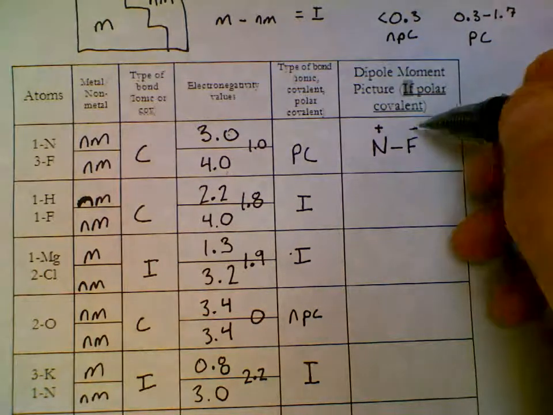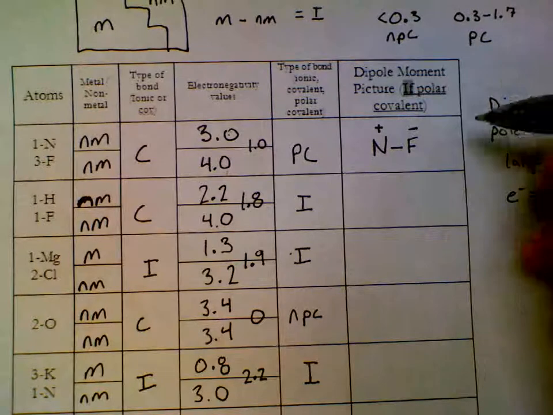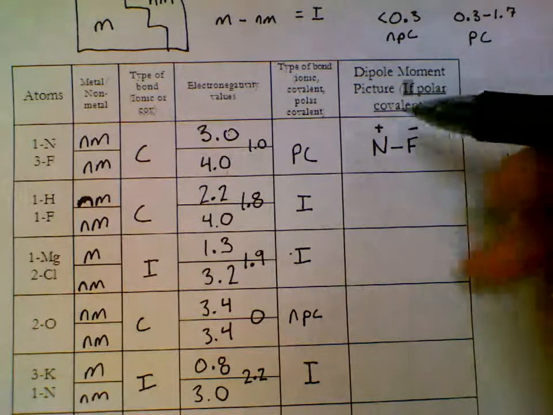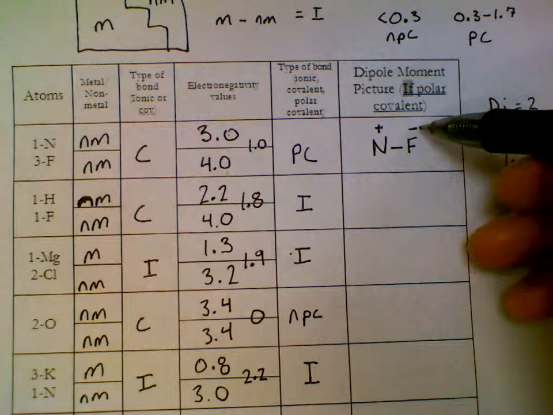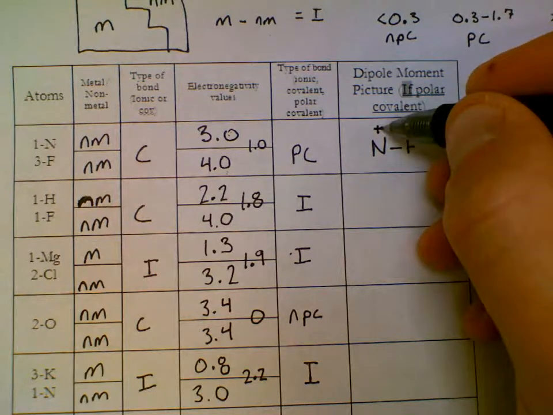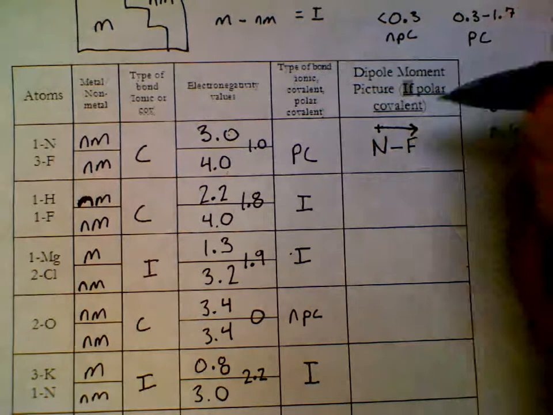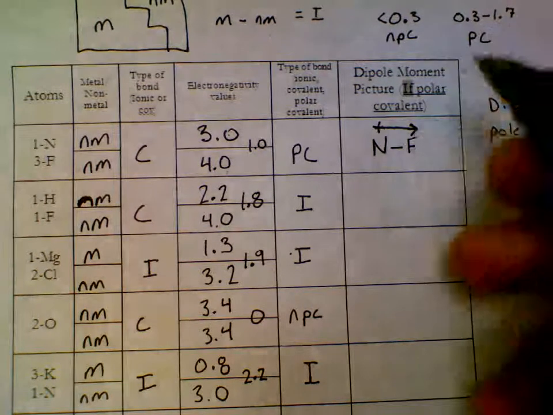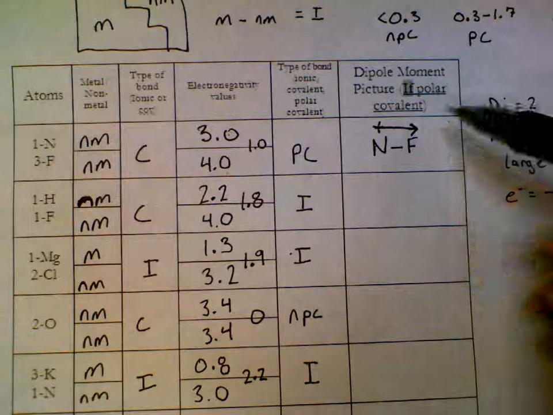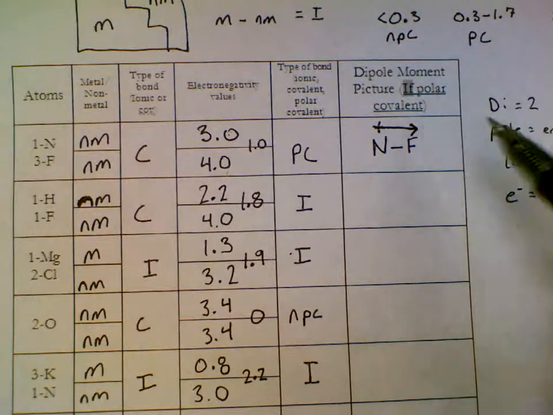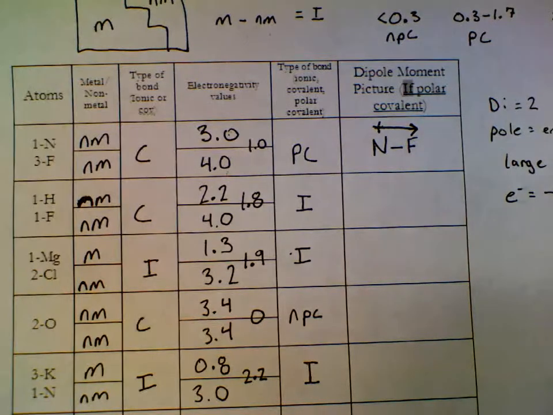Now, if you go bow hunting for deer in the fall, you shoot arrows, and arrows have the feathered end and the broadhead end. So I can kind of draw my arrow for my dipole moment using the plus sign as the feathers and the minus sign as the broadhead. Now this arrow shows where the electrons are.